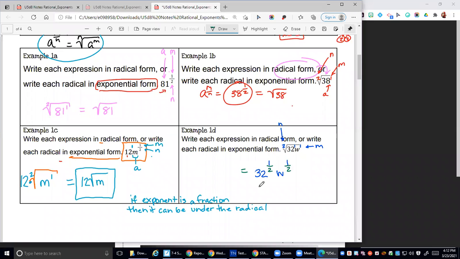Now, this technically could be expressed as this as well, where you just put it in parentheses to the power of 1/2, because you would use that power of a power rule, right? Okay. Any questions on this? All right, let's go ahead. Let's keep going.